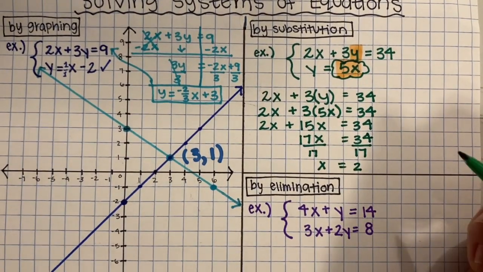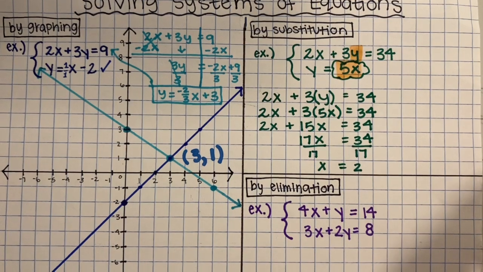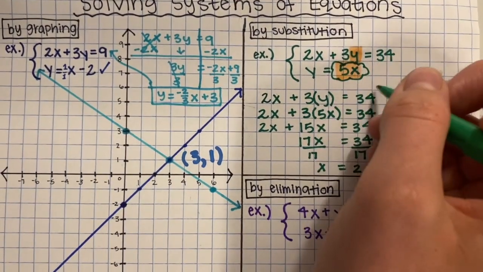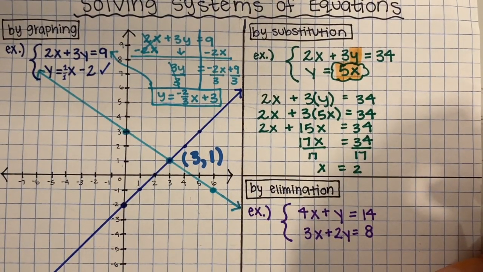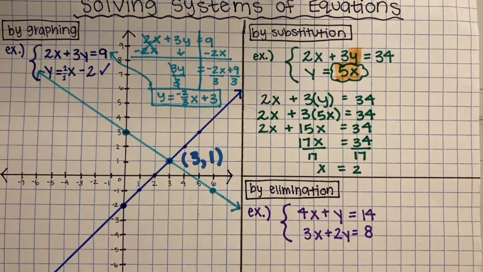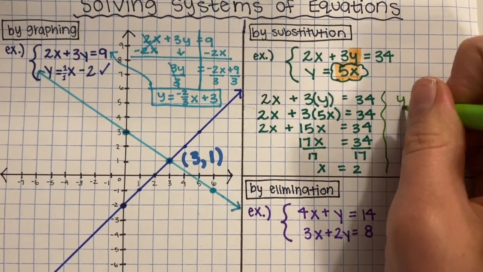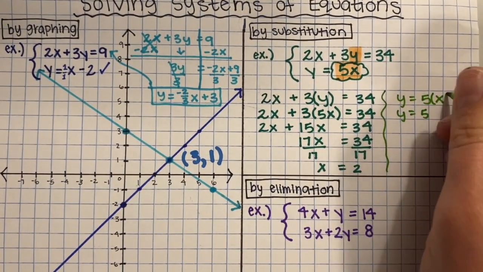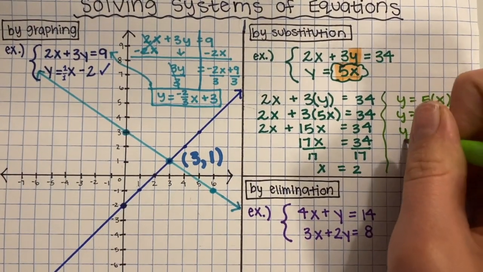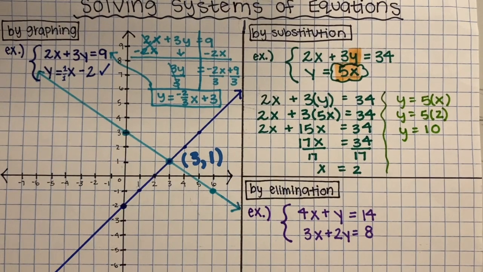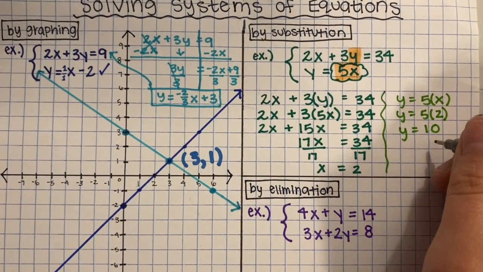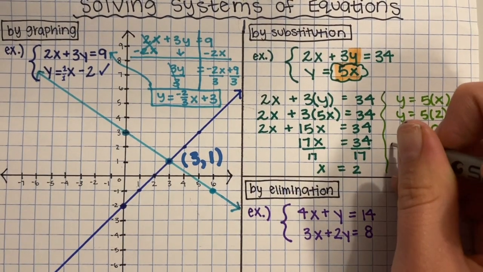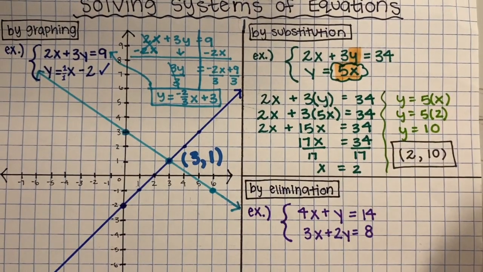2 is not my answer because it is still a system of equations, so I still need a coordinate. So in order to have a coordinate, I need to plug this 2 back into one of my original equations and solve for y. It's easier to use this equation, so that's the equation I'm going to use. y equals 5x. I know that x equals 2, so in place of this x, I'm going to put 2. And I know y is 10. So the solution to this system is 2, 10. And we did this one by substitution.